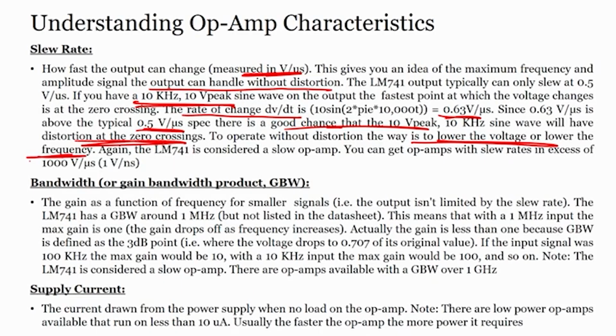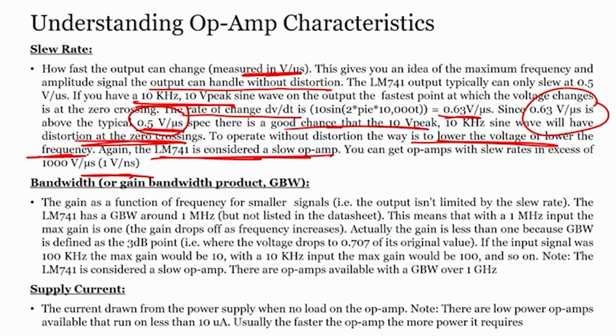You got it. So, if my output requires 0.63 volts per microsecond, but my specification says that my slew rate is 0.5 volts per microsecond, then there is a possibility that there will be distortion at the 0 crossing, and to operate the op amp without any distortion, what we require is to lower the voltage and lower the frequency. Again, LM741 is considered a slow op amp. You can get an op amp with a slew rate in excess of 1 volt per nanosecond.